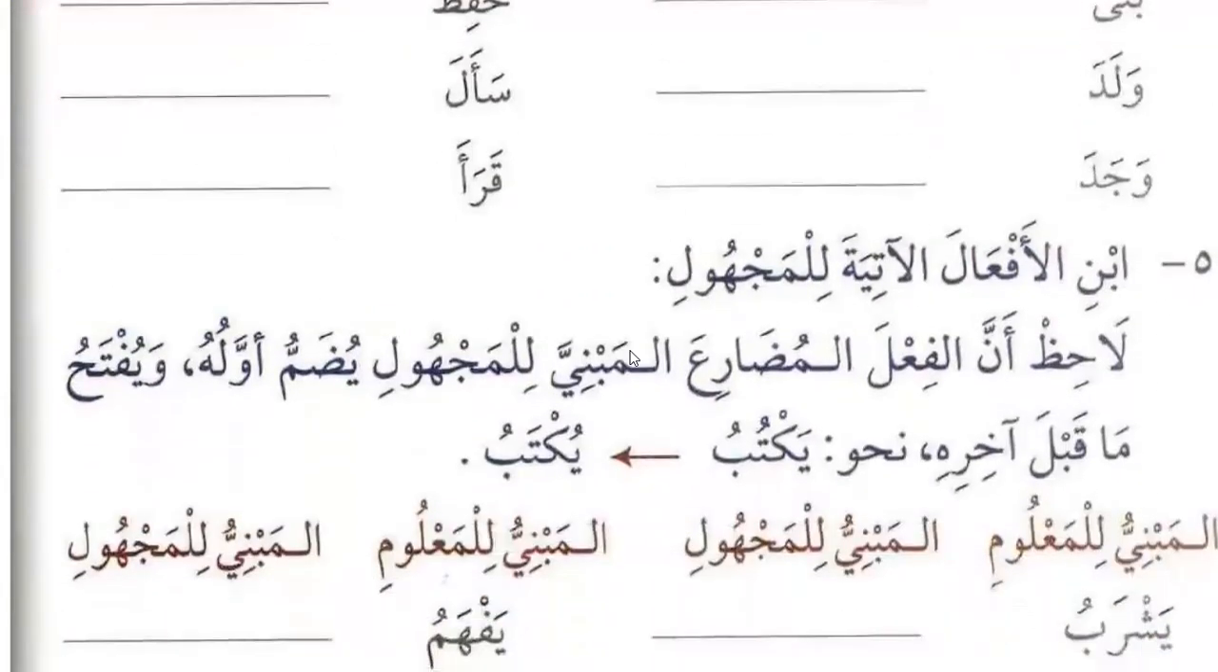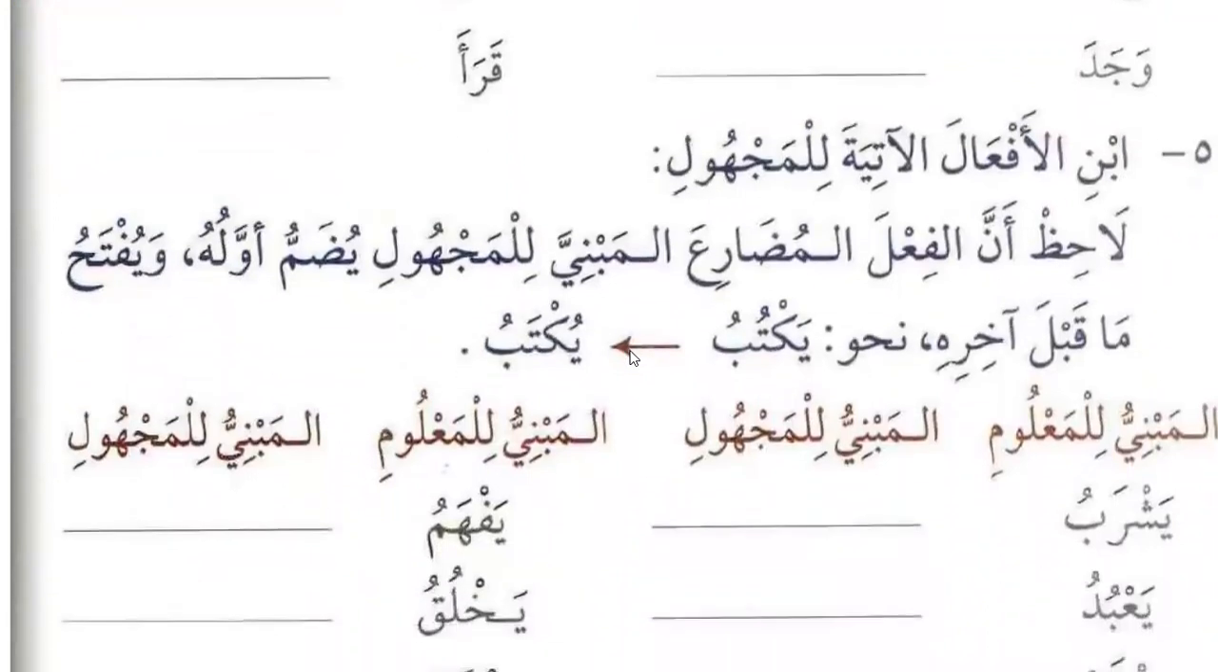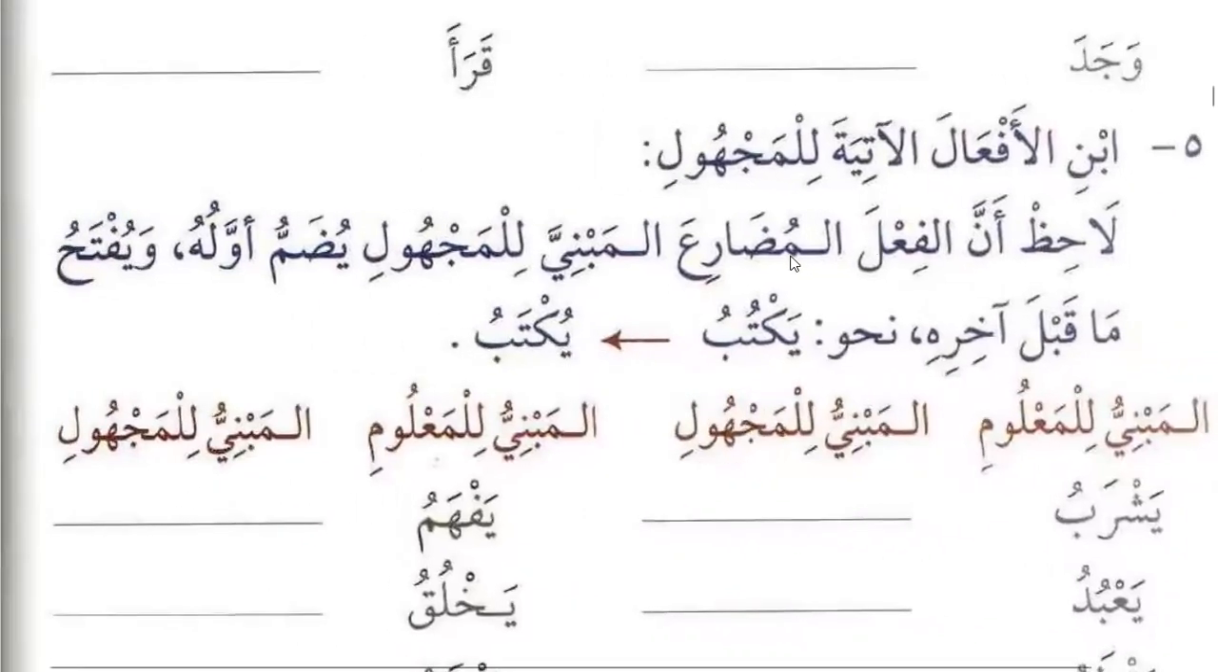Okay. Ibn al-Affal al-Atiya lil-Majhul. Make the following words passive voice. Annal fail al-mudari al-mabniya lil-Majhul yudammu awwaluhu. Note that fi'l mudari for passive voice makes dhamma on the first letter, wa yuftahu ma qabla akhiri, and gives fatha to what is before the last letter. For example, yaktubu becomes yuktabu. So on the harfi mudari you will write dhamma, and the letter which is before the last letter will have fatha. So here you see, in the beginning we are writing dhamma, and the letter before the last letter, we are using fatha.